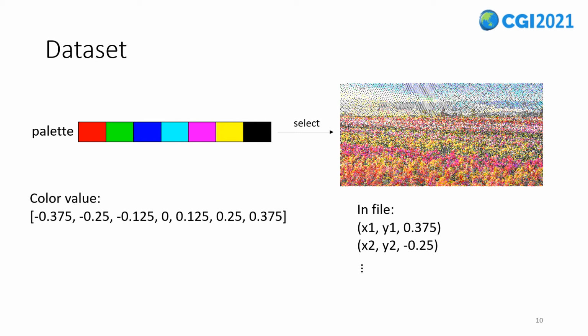There are only a few colors used in the stippling, which we call a palette. The color of each point is selected from this palette. We use an RGB-CMYK palette throughout our experiment. For each color, we assign it a value, so a point can be saved in a 3D format. That's the basis of our loss calculation. Because the coordinates are normalized to between minus 0.5 and 0.5, we choose 7 values in this range evenly.